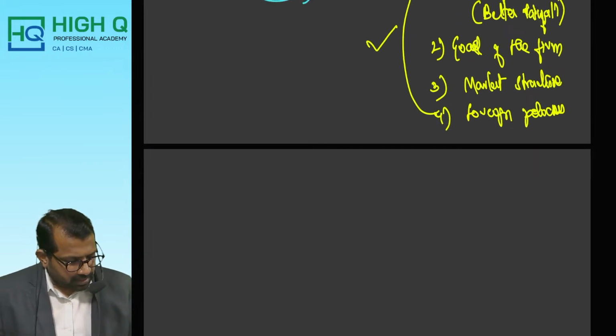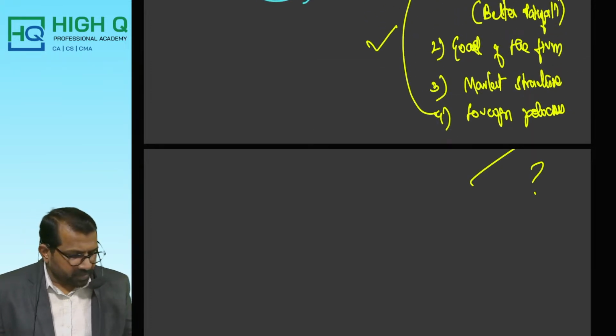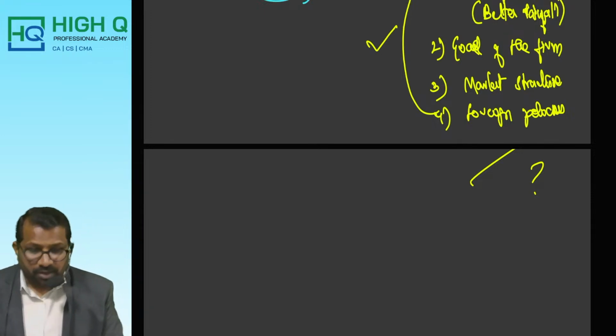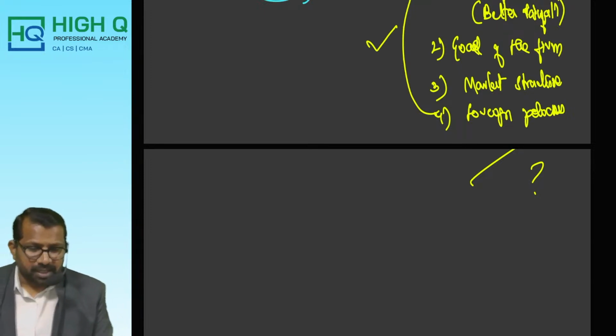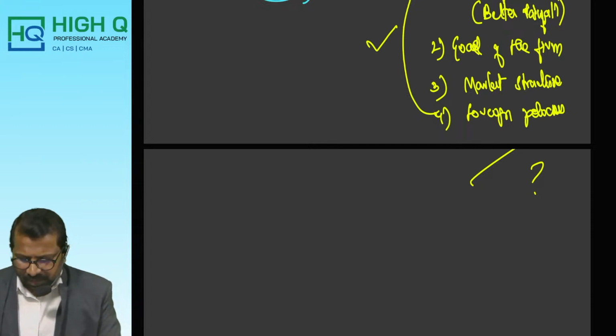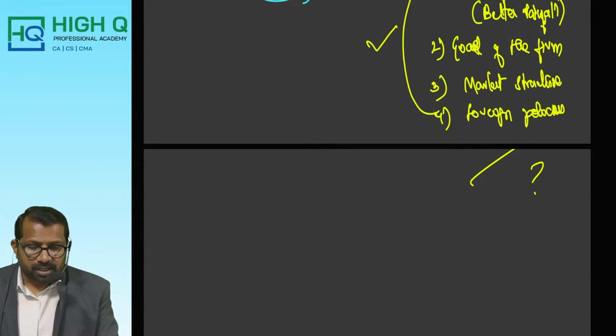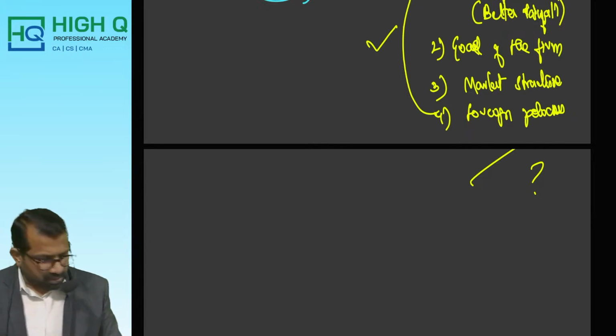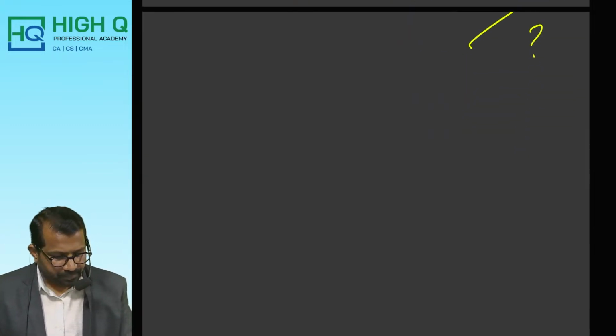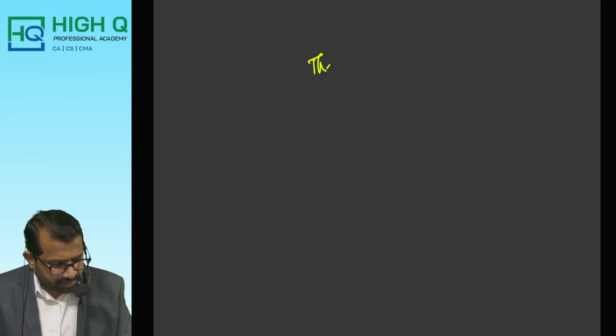So till here what you have discussed: law of demand, law of supply, and determinants of law of demand, elasticity of demand, market demand, individual demand, then various types of demand and determinants of supply we have discussed. So now the next important concept is theory of production.